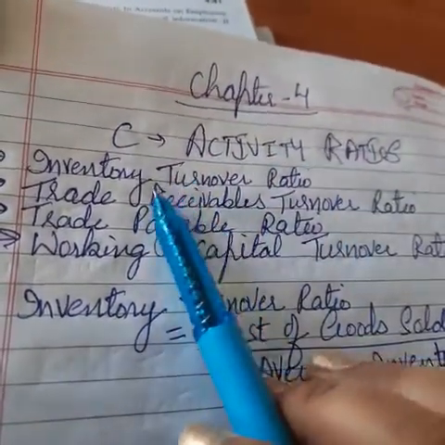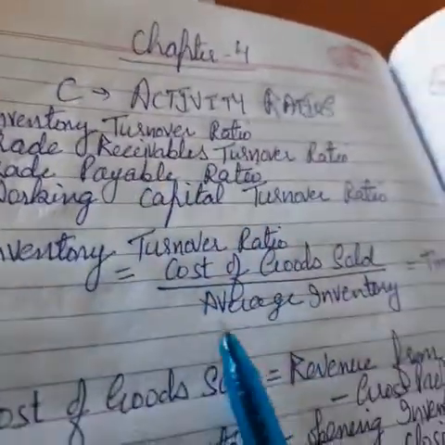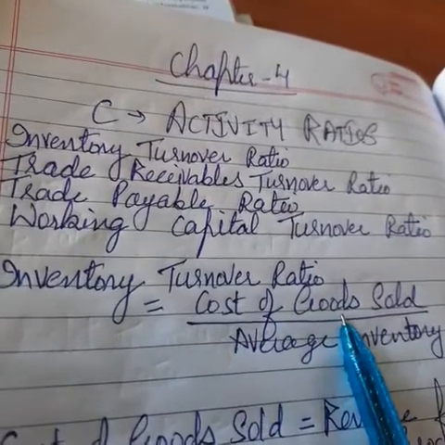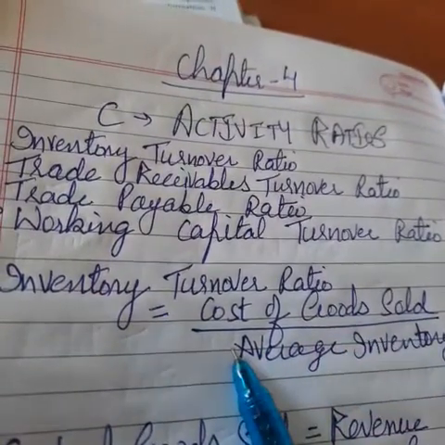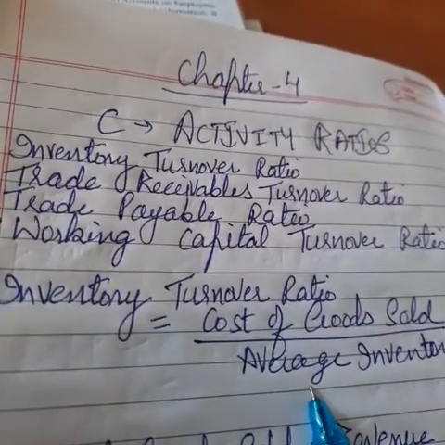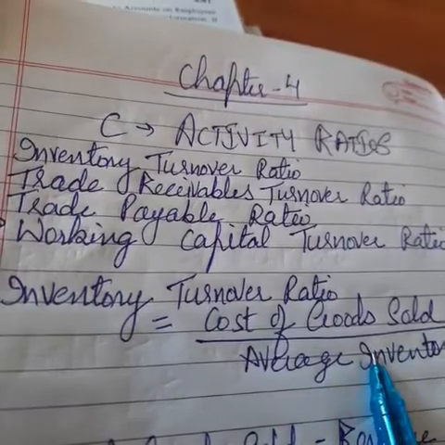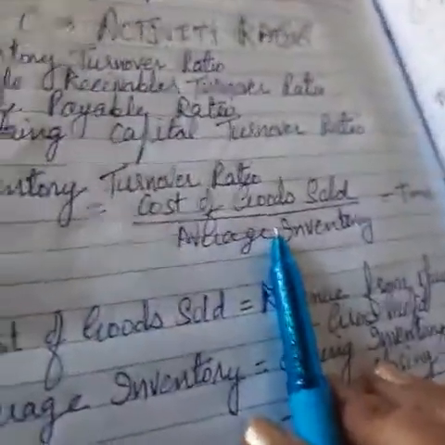Okay, so there are four major ratios that we have to cover under activity ratios. The first one is inventory turnover ratio. Now, inventory turnover ratio shows the relationship between cost of goods sold, or we can say between the cost of revenue from operations, and average inventory. The main aim of this ratio is to determine the efficiency with which inventory is used. Now see how we have to compute it.